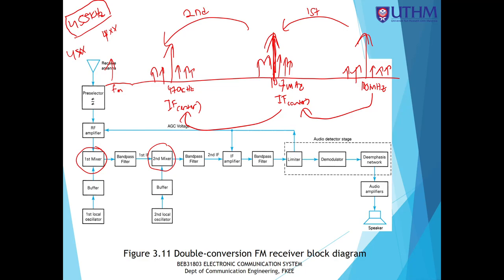So you see that we do the first conversion, second conversion, and then we do the bandpass filter to remove the unwanted frequencies, the harmonics. Then we amplify the signal and filter again. So there are a few sets of filters to remove unwanted frequencies. We want to select only a single component. And then we do the demodulation process. So the demodulation process happens here.